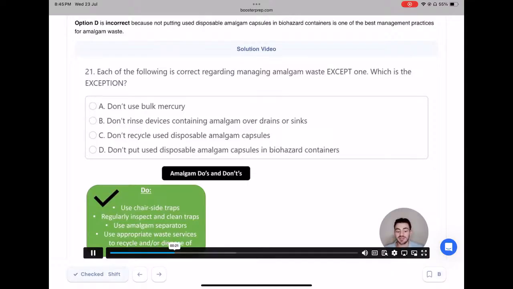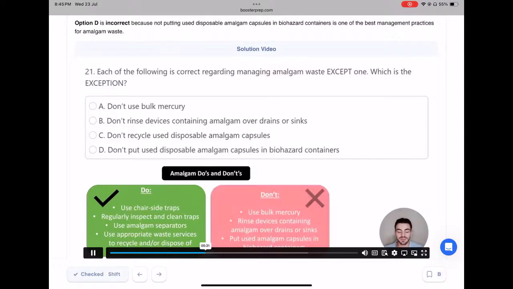Regularly inspect and clean traps. Use amalgam separators. This is one way to filter out amalgam. Use appropriate waste services to recycle and or dispose of collected amalgam. What are some things not to do?